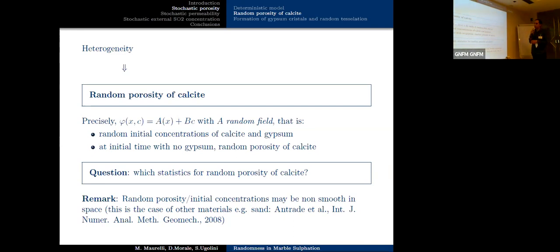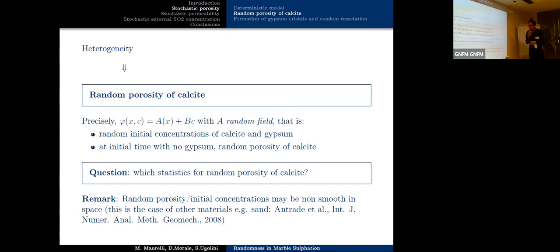At the physical level, what does this mean? If you imagine that you have your marble at the initial time when there is no gypsum, so you have just calcite, then phi depends only on the initial density of calcite. So we are just saying that the initial porosity of calcite is random. The porosity of calcite is not homogeneous, it's not constant in space, but is actually random.